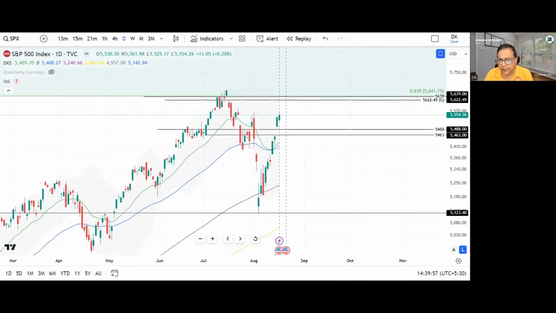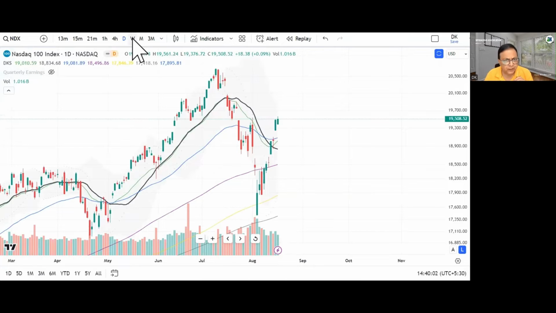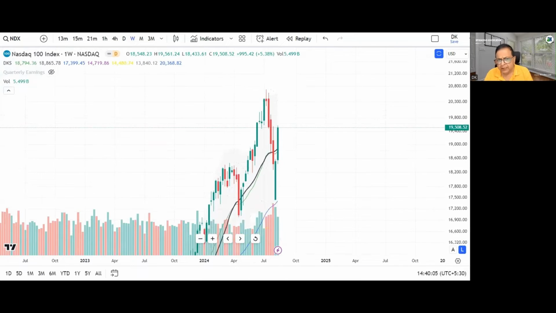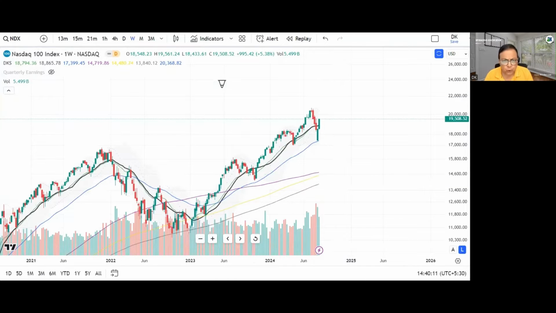So now let us move to the price chart of Nasdaq 100 to undertake technical analysis. Let us first visit the weekly price chart. This is the weekly price chart. What we can see is that this index last week closed at 19,508.52 and thus was bullish by 5.38% on a week-on-week basis. Very strong bounce back after it has taken support on EMA 55. Here also it took support at EMA 55 during this correction. So EMA 55 on the weekly chart is acting as a dynamic support.